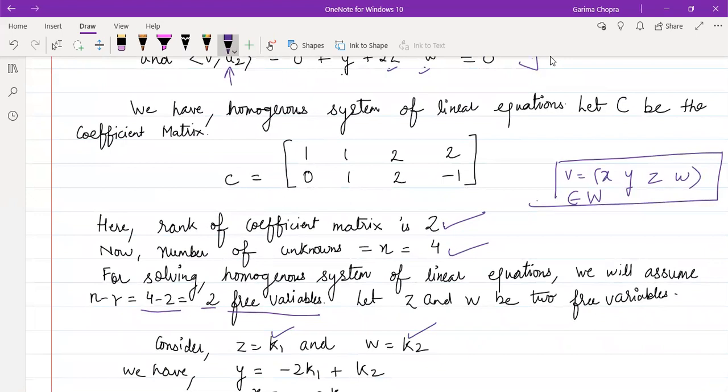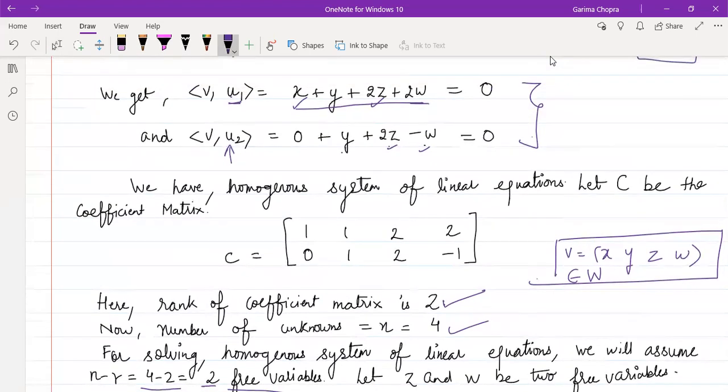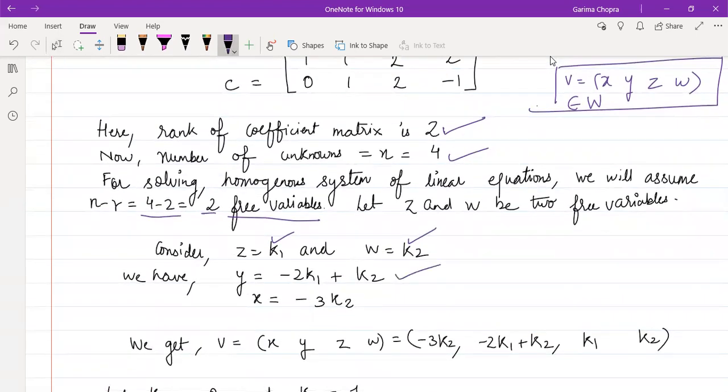After assuming 2 free variables, by back substitution in these two equations, we can find out y and we can find out x. So by considering z as k1 and w as k2, we can find y, and then by considering z, y, and w in this first equation of the homogeneous system of linear equations, we can find out x. So by considering this, we have y in this form and we have x in this form. So we have solved it by back substitution. And now we have x, y, z, w. We have the general solution.